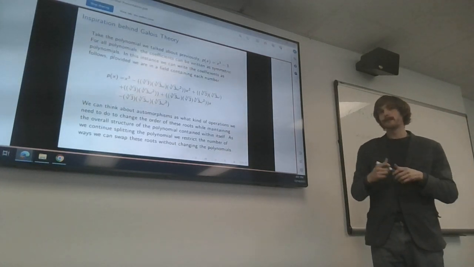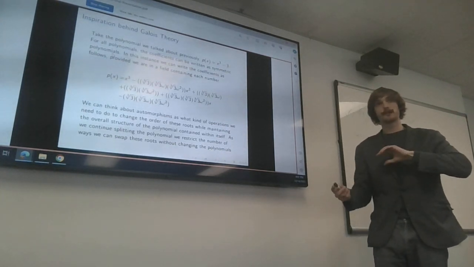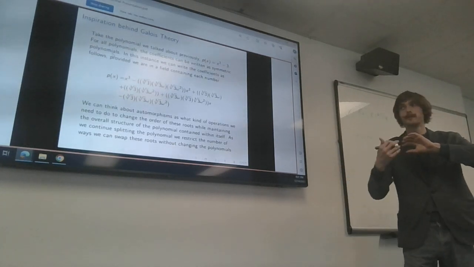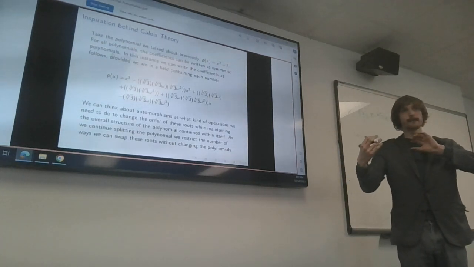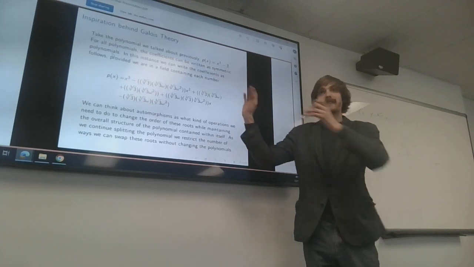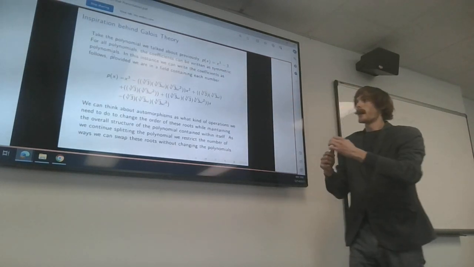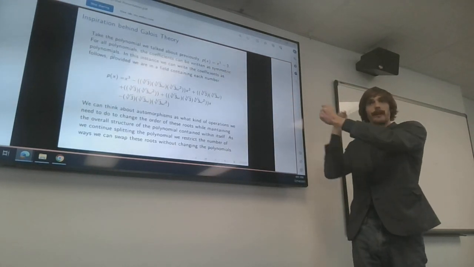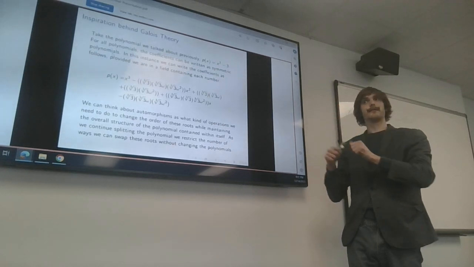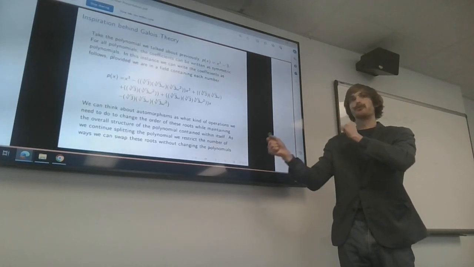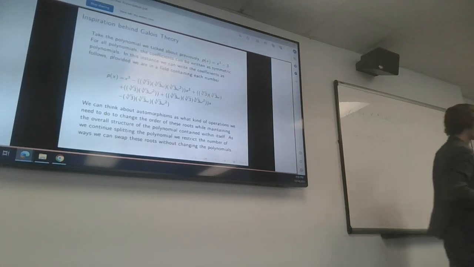We want to do these automorphism operations, and then we start to create expansions to the field where we take these polynomials apart, and we can't do the same exact operations on the polynomial without breaking the field in some way.